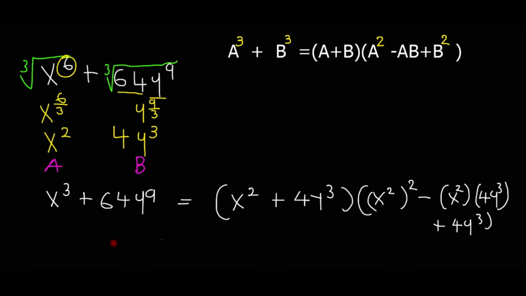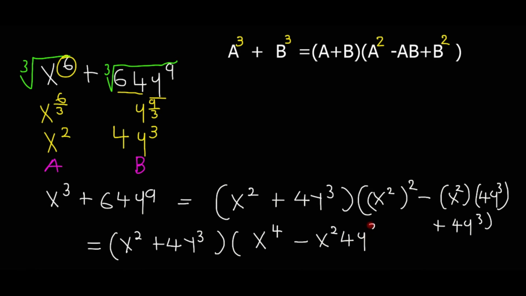and then from there we can simplify our problem, so we have x squared plus 4y cube and then x squared to the power 2 is x to the power 4 because it's 2 times 2, so that is why it's x to the power 4. And then from there minus, and then x squared times 4y cube minus x squared 4y cube, and then plus 4y cube. So this is our answer.